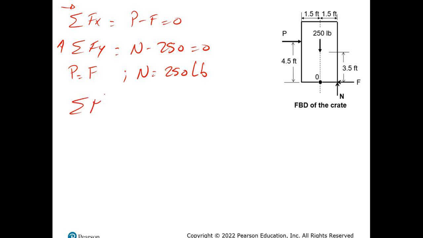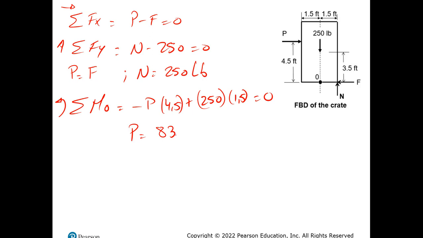so if I do now sum of moments around O, I will get minus P multiplied by 4.5, which is the distance, and then plus 250, which is the normal force, multiplied by 1.5, which is the location that I assumed, and this is equal to 0. If I solve for P, I will know that P is equal to 83.3 pounds.